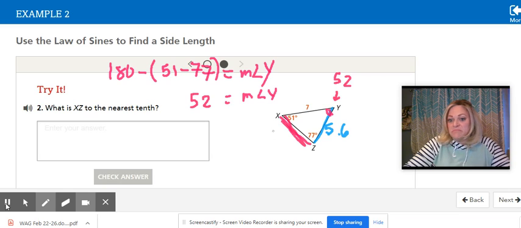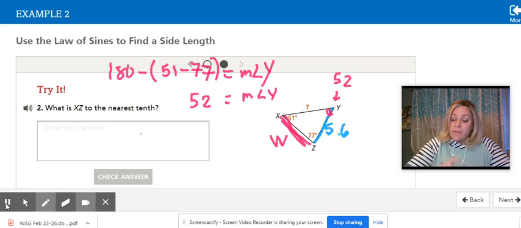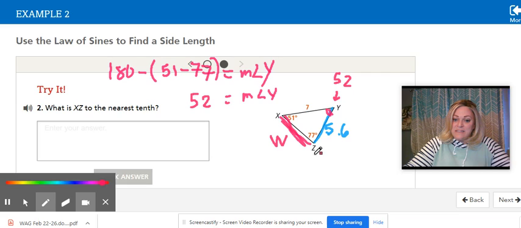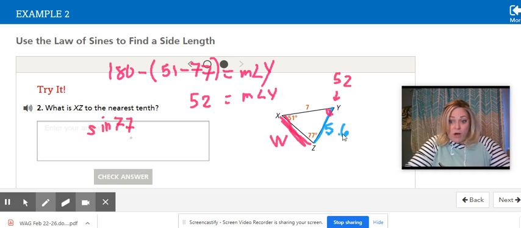So I'm just going to call that W. We don't have a W, so might as well use W. So remember, it doesn't matter if you use the Z and the 7. You could use the 51 and the 5.6. I usually recommend start with what's given. So I'm going to use the sine of Z. And the reason why I do this is because if I messed up anywhere, I don't want to use the same wrong answer. So I'm going to use what they gave me. They gave me 77 and they gave me 7.